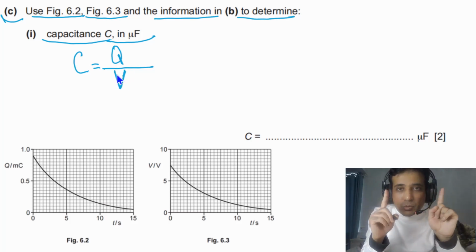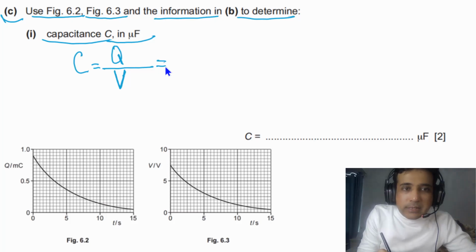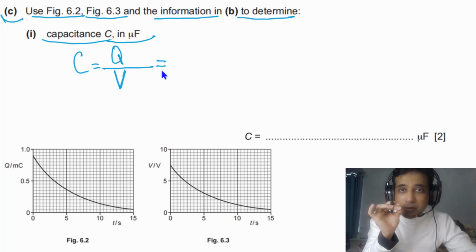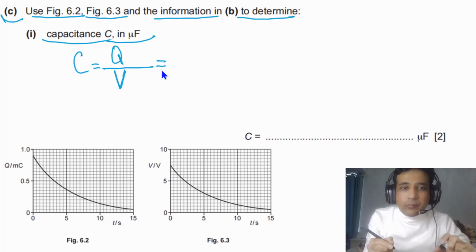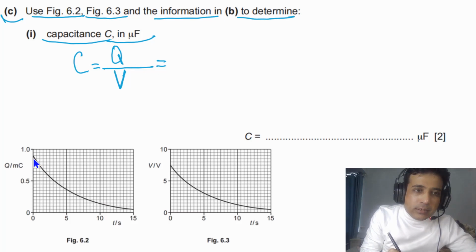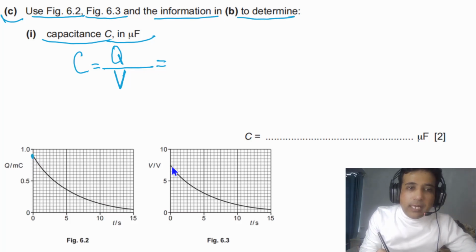So this is the net charge on a single plate of the capacitor, and this is the potential difference between the two plates. So in this case, if at any point we have the value of Q and also the value of V, we can find the value of C. For simplicity, we can take the initial net charge on the plates, and we can take the initial value of potential difference between the plates.